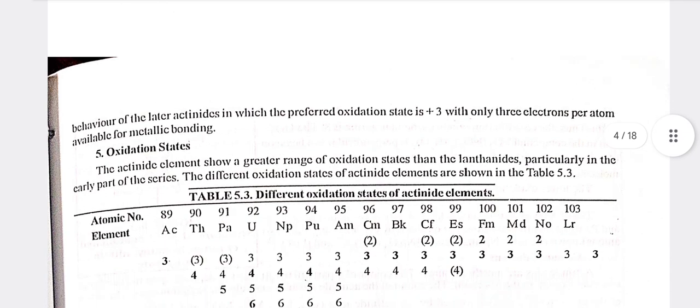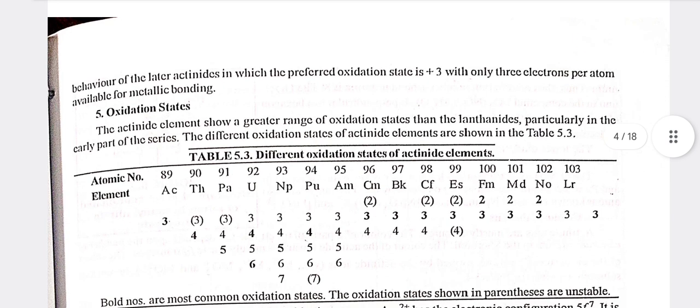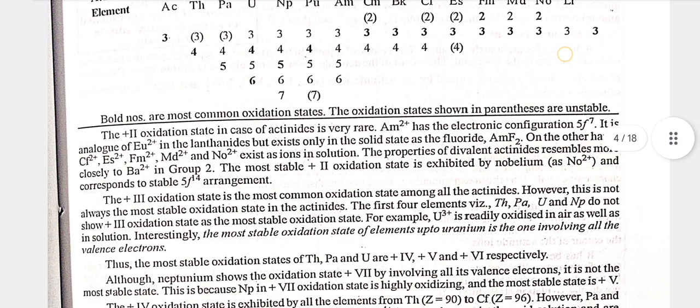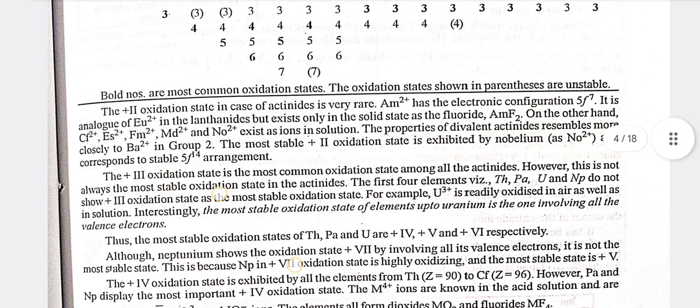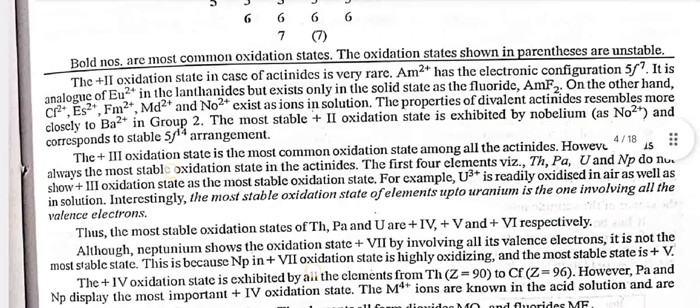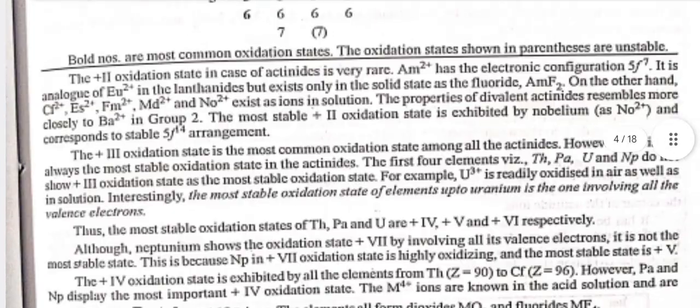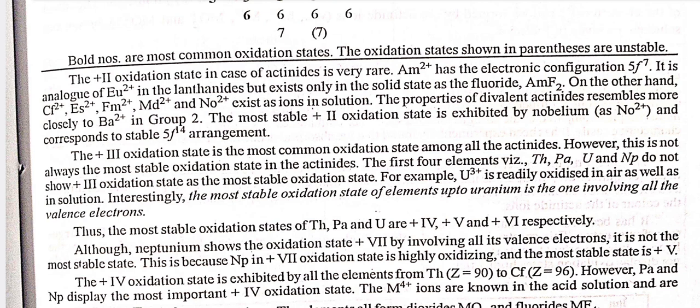Oxidation state. The actinide elements show a greater range of oxidation states than the lanthanides, particularly in the early part of the series. The +2 oxidation state in the case of actinides is very rare. Am2+ has electronic configuration 5f7. It is analogous to Eu2+ in the lanthanides but exists only in the solid state as the fluoride AmF2. On the other hand, Cf2+, Es2+, etc. exist as ions in solution.